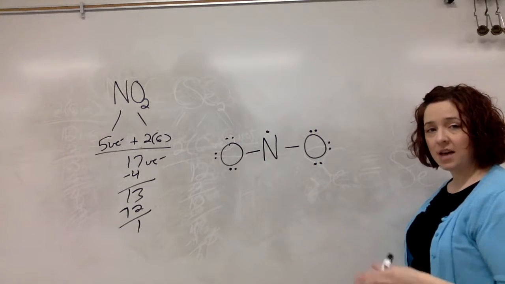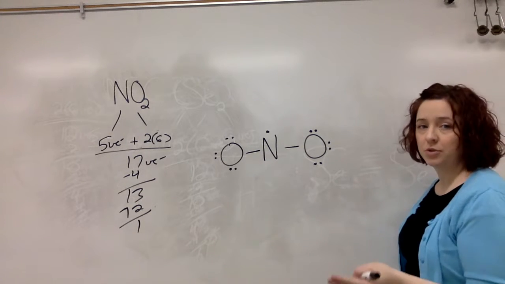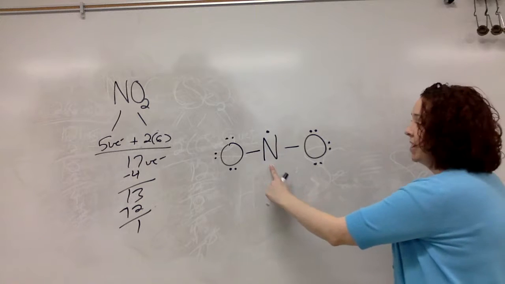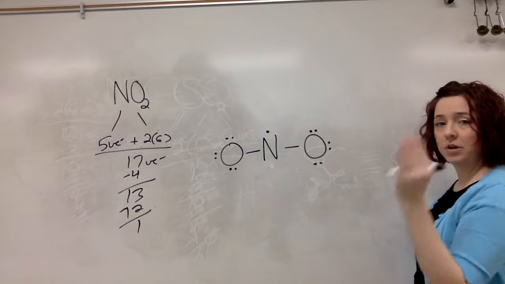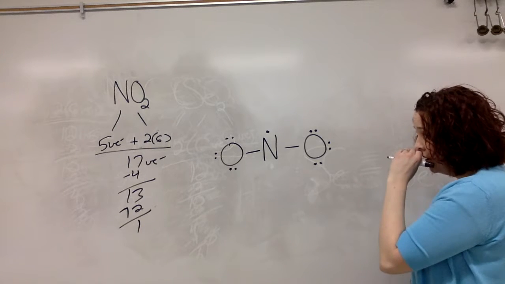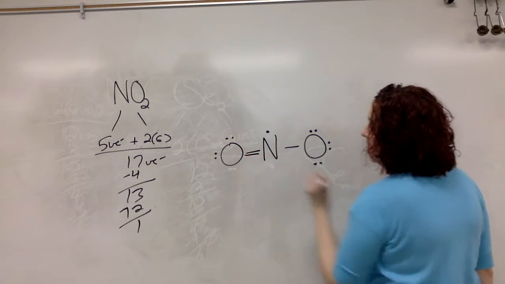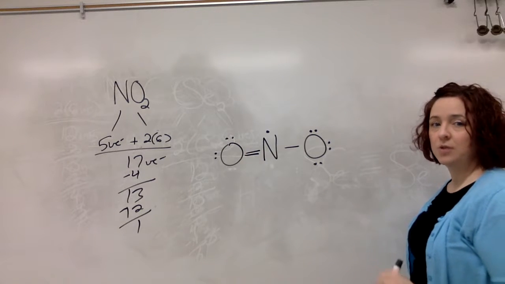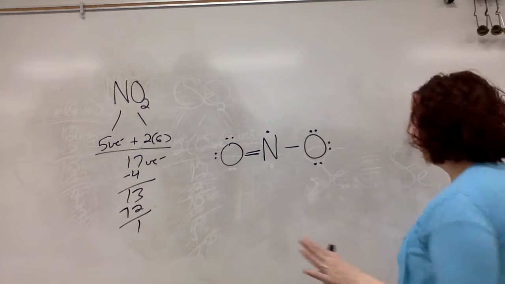All right, so because I have an odd number, nitrogen will never have 8, but he can get closer to 8. So right now nitrogen has 2, 4, 5. We can make him have 7, but we don't want to go over it. So one of the oxygens, it doesn't matter which side, is going to donate and double bond with nitrogen. So now nitrogen has 7, but not 8, and that's okay.